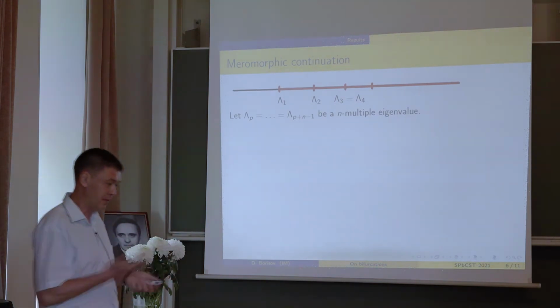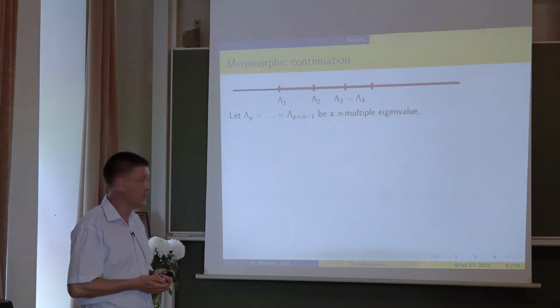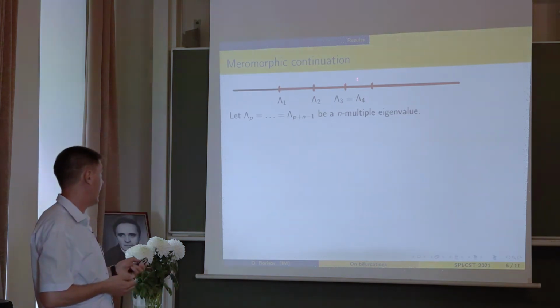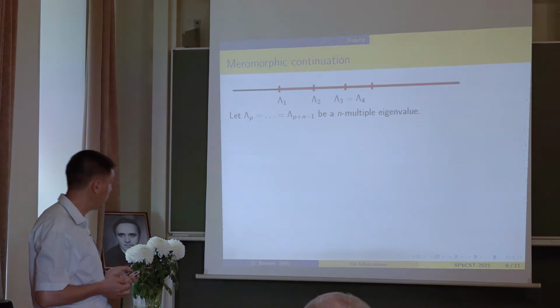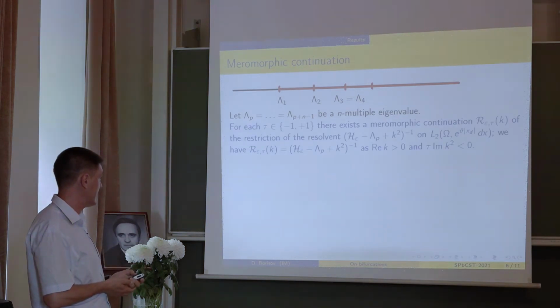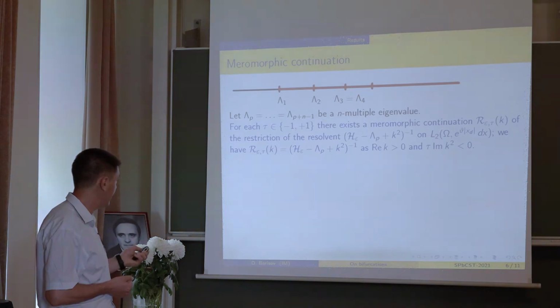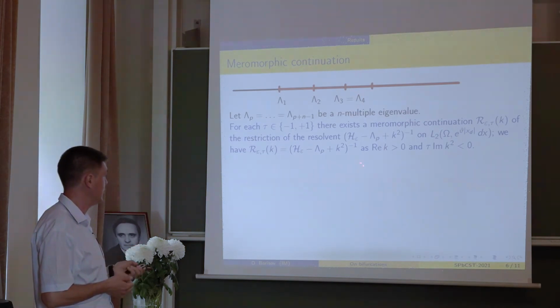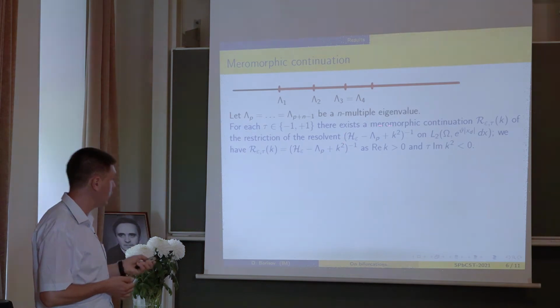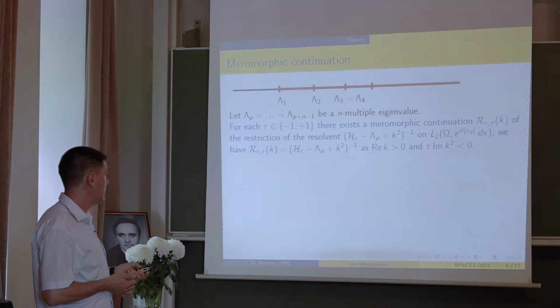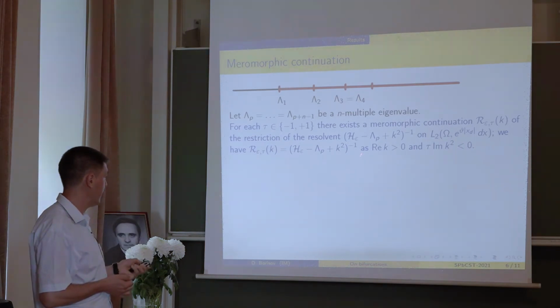But for the resonances, it's not so simple. The way I define it is actually a standard way, the corresponding meromorphic continuation of a resolvent. So the first main result says that in the vicinity of each lambda 1, lambda 2, lambda 3, etc., I can construct a meromorphic continuation R_epsilon of the resolvent acting on this weighted space. And this continuation with respect to k is meromorphic, and we have this identity.